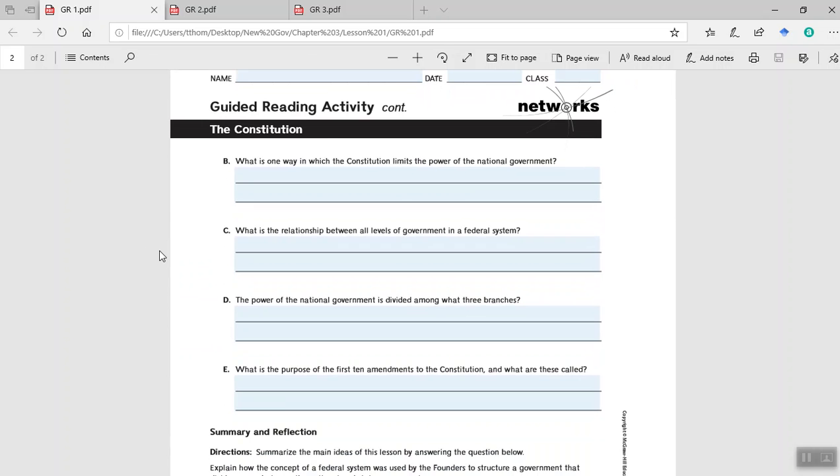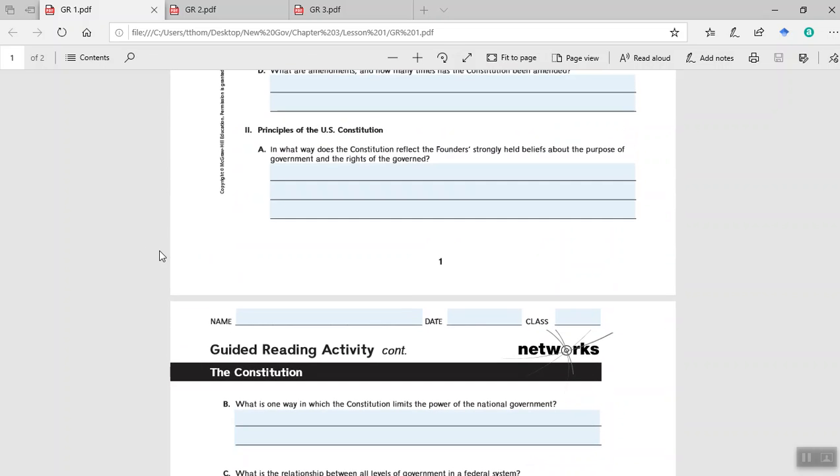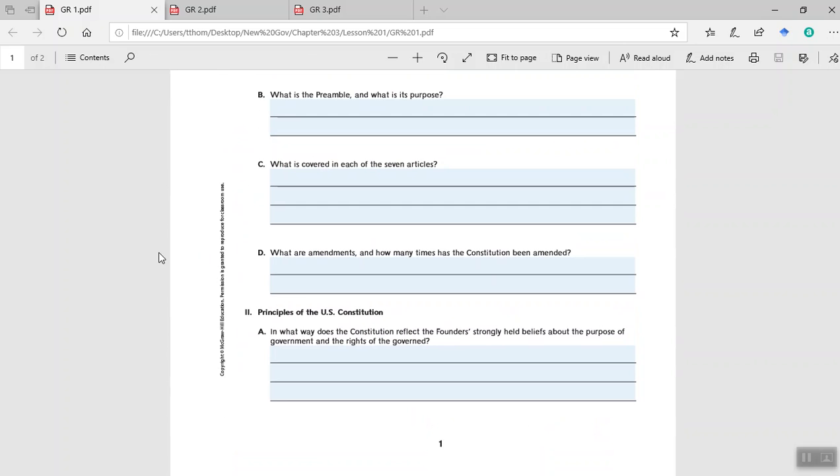Part D right here. What are amendments and how many times has the Constitution been amended? Amendments are changes in the Constitution, and there have been 27 amendments or 27 changes.